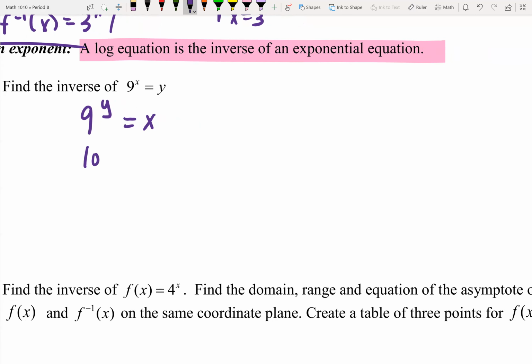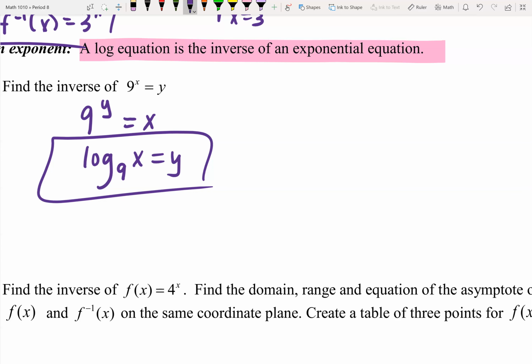So you write this as log base 9 of the other side, which is an x, is equal to y. Guess what? You're done. All you have to do is just convert it. Switch the x's and y's and convert it. Who says I understand? Okay, good.